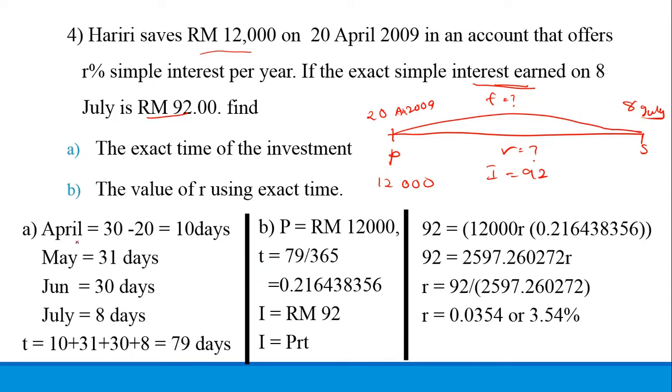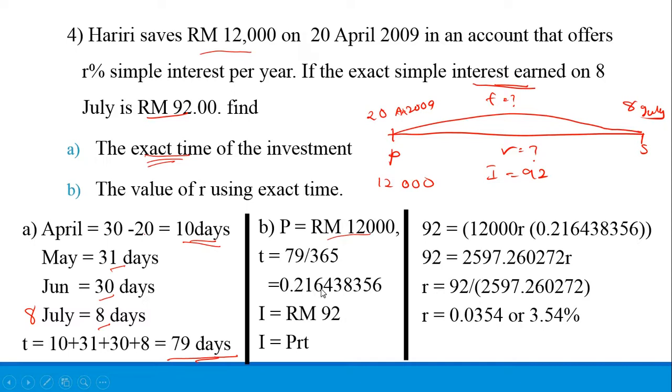Starting April, 30 minus 20, you get 10 days, because they say the exact time using calendar. You calculate using calendar. May 31, June 30, July 8, so you get 79 days. Okay, and then you know that P is 10,000. T is 79 divided by 365.